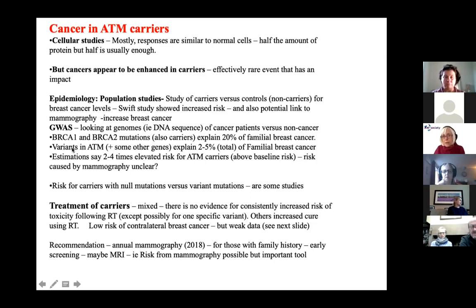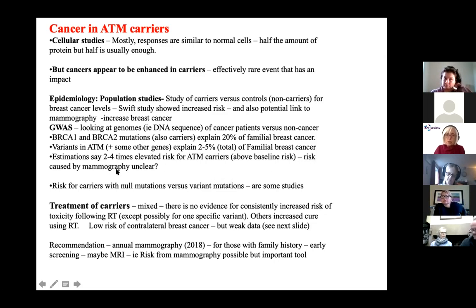And then there are variants of a number of genes, of which ATM is one, that can explain 2 to 5% of the familial breast cancer. And a lot of the familial breast cancer is not understood. It's probably not a single gene, it's probably multiple genes. And so ATM's contribution here is 2 to 5% of the total with these other genes. I'm not quite sure what it is for ATM alone. And it seems like, from reading about this, the estimates are that as a carrier, you're maybe at 2 to 4 times elevated risk above the baseline for a normal individual.